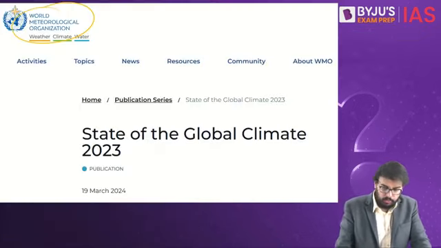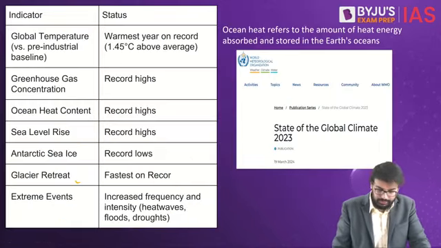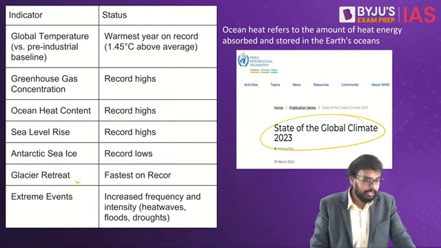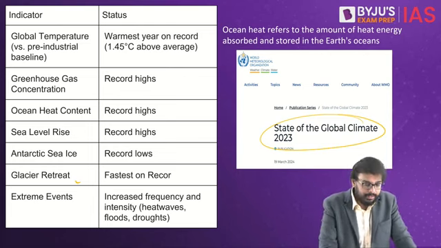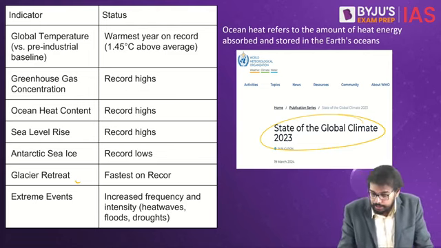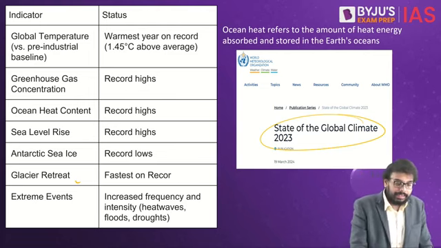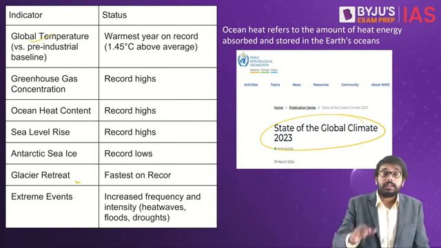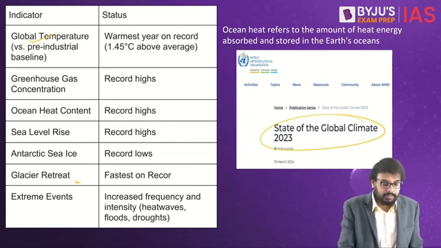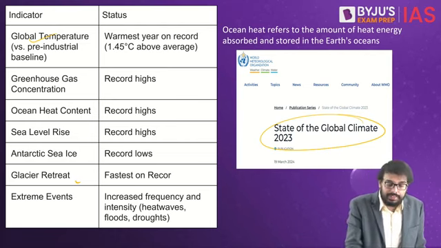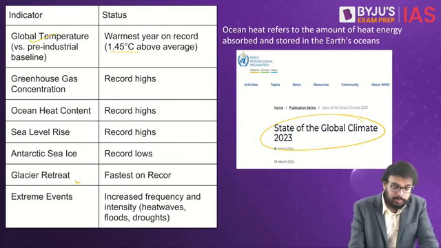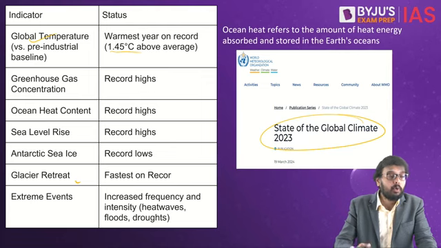However, we'll go into slightly more detail regarding the State of Global Climate report 2023. So again here, I'll briefly summarize this. The entire report is summarized in this table. What does this report indicate? It indicated that the global temperature is the warmest since the industrial revolution. Since the 1850s, this is the warmest year recorded, that is 1.45 degrees Celsius above average.